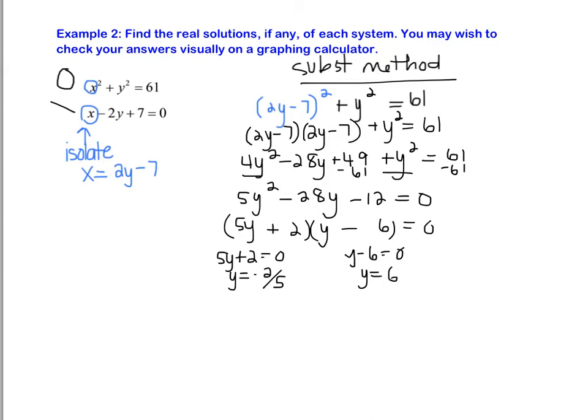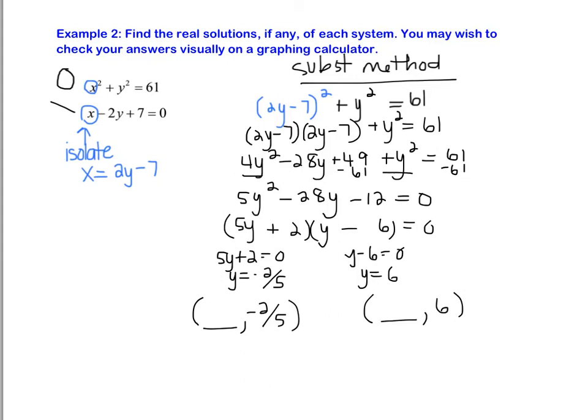Now remember, we're finding where these two shapes intersect. So those are points on a graph. So you've only found half the battle here. You found the y coordinate. You need to go back and figure out what the x is for each of these.